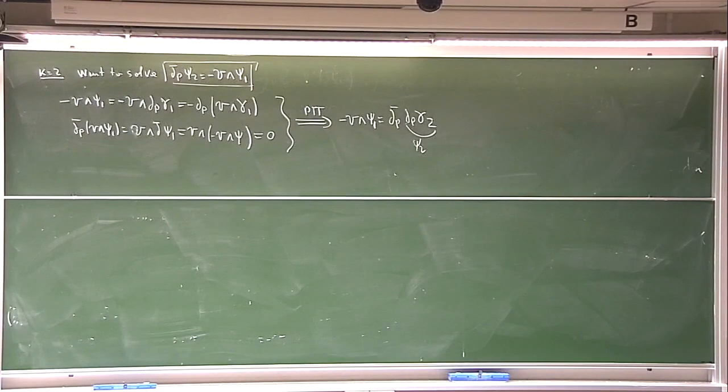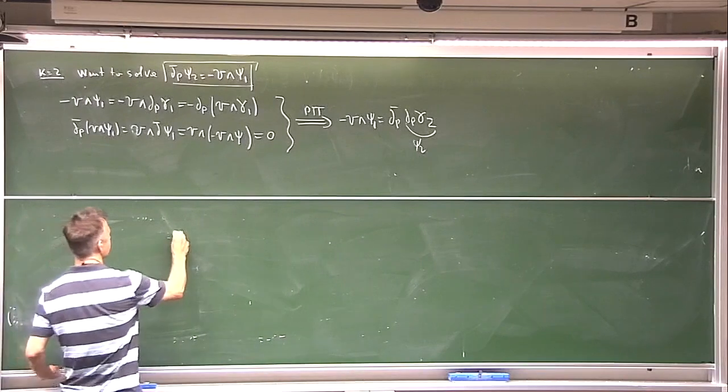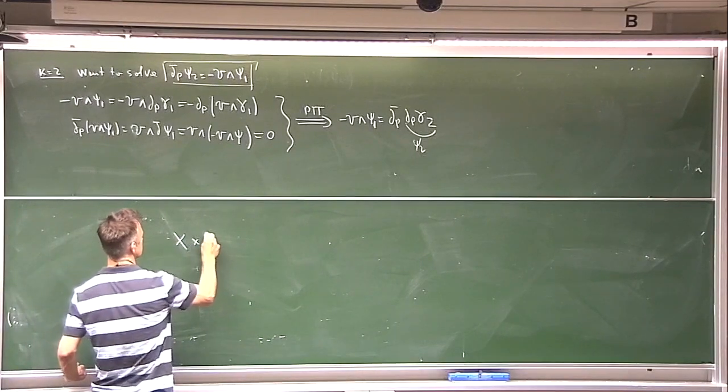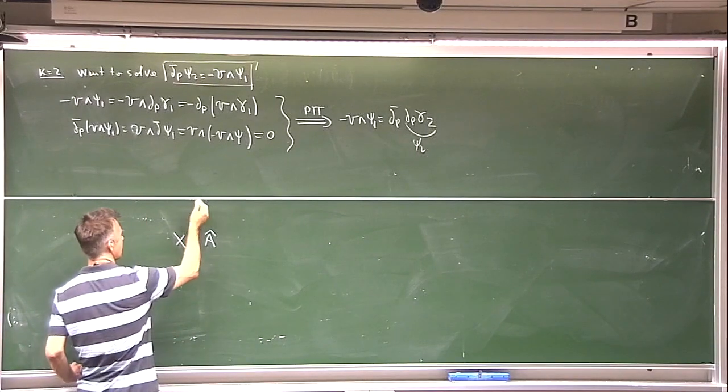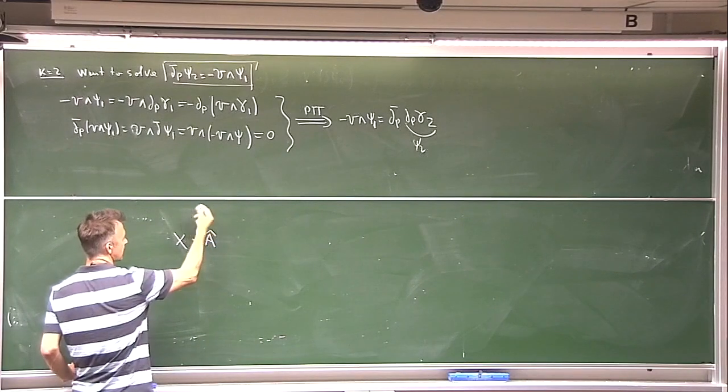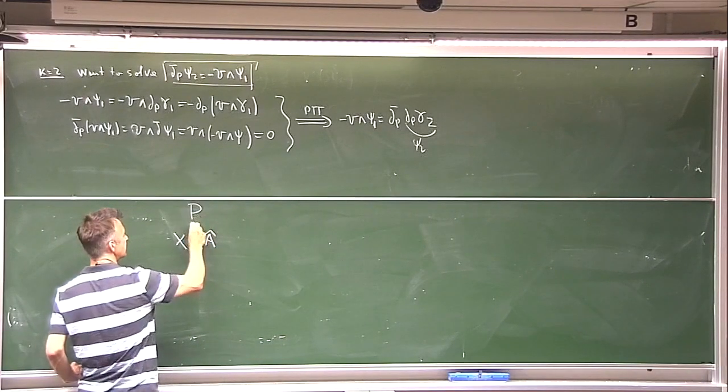So what do we have? So you have x times Pic^0 of x, and by abuse of notation, let me denote by P the Poincaré line bundle.